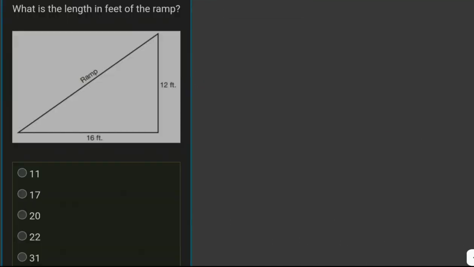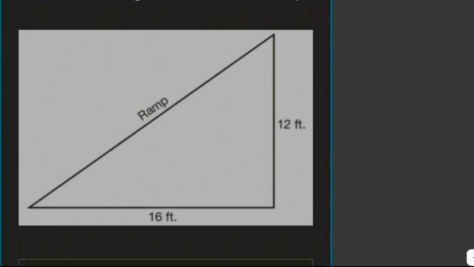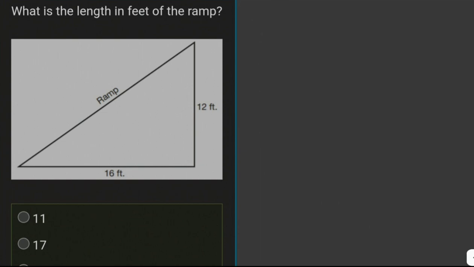Alright, let's solve another one. What is the length in feet of the ramp? We're given this figure here in the form of a right triangle, and we're given the measure of the two legs, which is 12 feet, and then the other one is 16 feet. And the ramp here is the hypotenuse. So we let X be the length of the ramp.